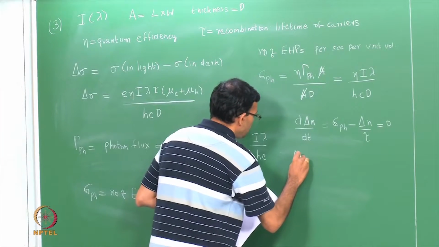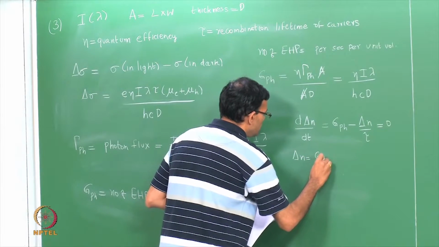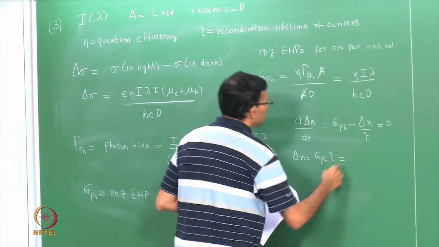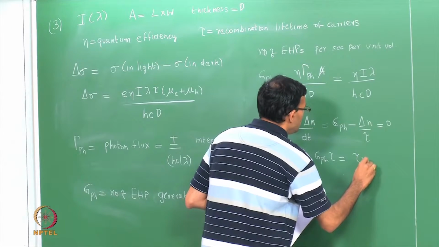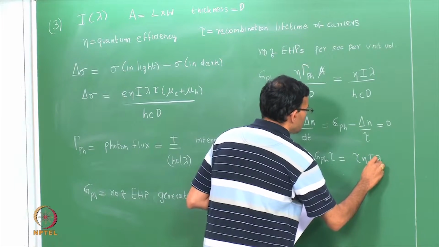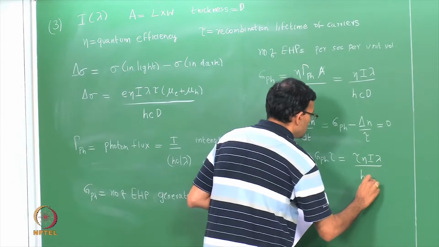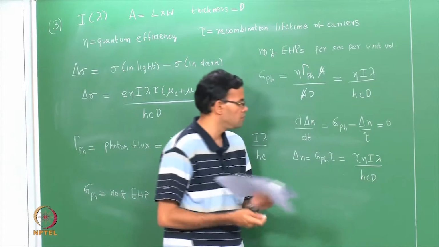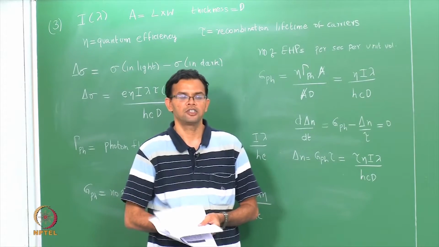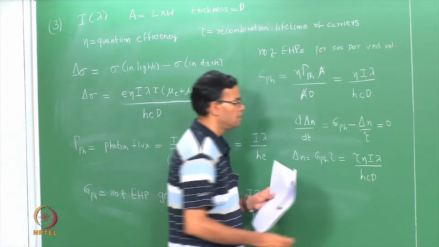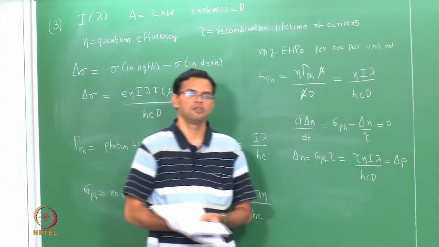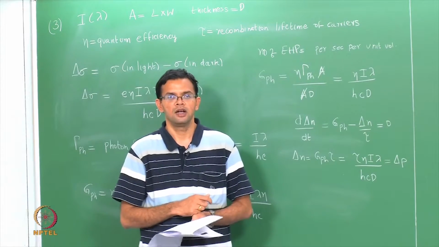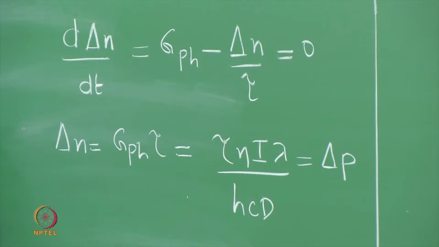So, delta n is GPH times tau, you can substitute that expression. So, it is tau eta I lambda over hcd. So, this is the excess electrons that are generated. This must be the same as the extra holes, because electron hole pairs are generated. So, every time an electron is generated, a hole is also generated.